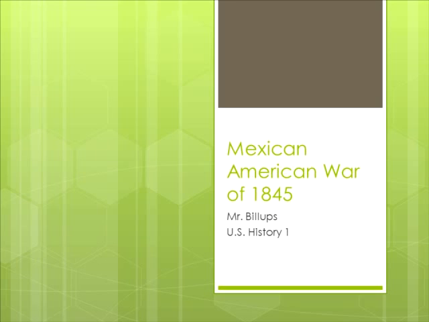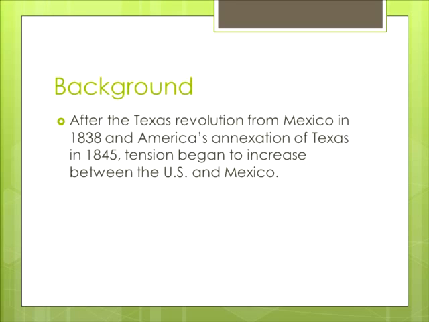The first was the Texan revolution against Mexico, which took place in 1838. Then this was eventually followed by America's annexation of Texas in 1845. This annexation created a lot of tension between the U.S. and Mexico, and this tension would eventually snowball into other events, especially when it became clear that many Texans were still not satisfied with their status as being independent from Mexico.